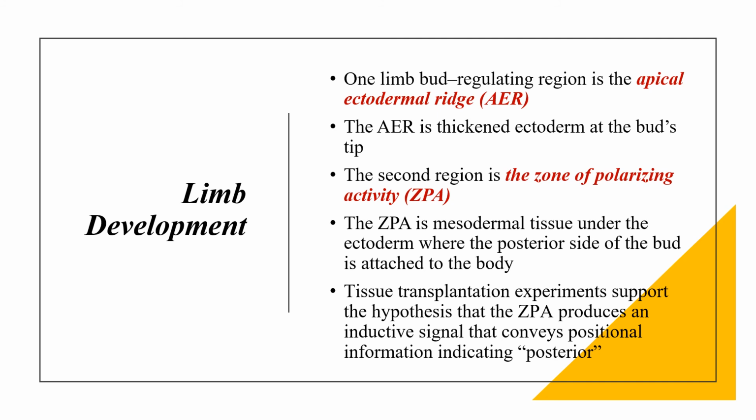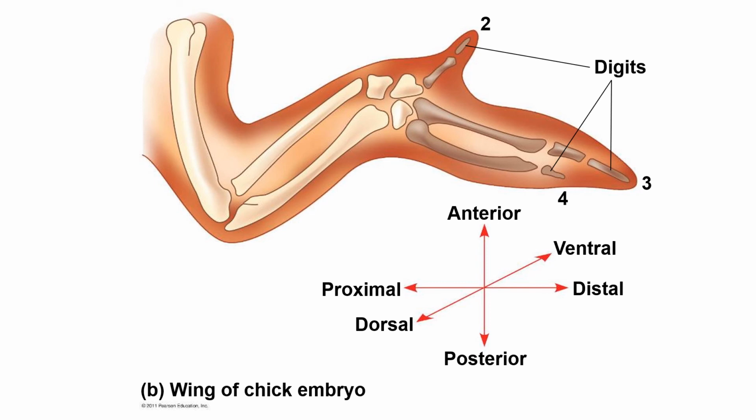So the tissue transplantation experiments support the hypothesis that ZPA produces an inductive signal that conveys positional information indicating posterior. Okay, so ibig sabihin si ZPA, more on sa mga direction niya, more on the posterior side siya. Okay? So, in this one, as an example, we have the wing of the chick embryo. So, again, we have the anterior, posterior, ventral, and distal, proximal, and the dorsal sides of the wing. Okay? So, kung saan yung distal, yun yung mga digits, yung mga anterior. So, dapat alam nyo na to.